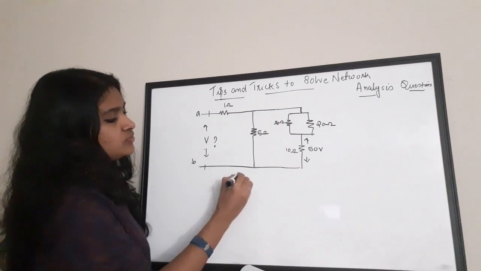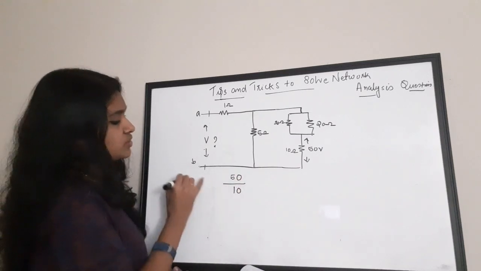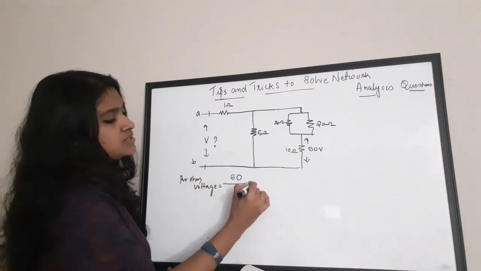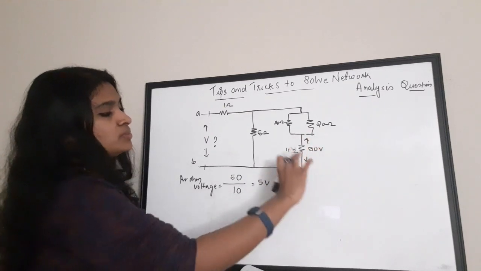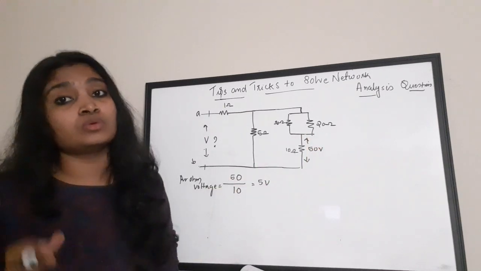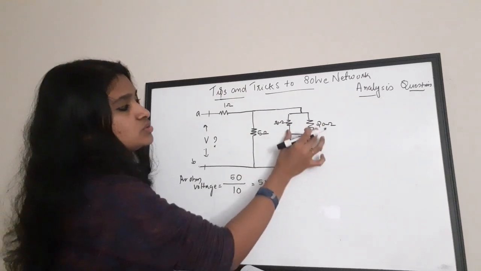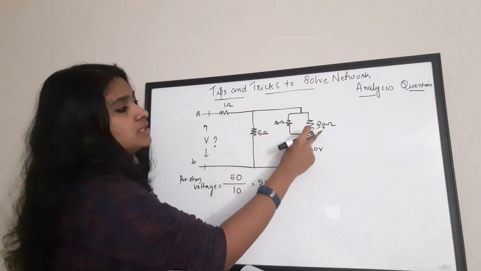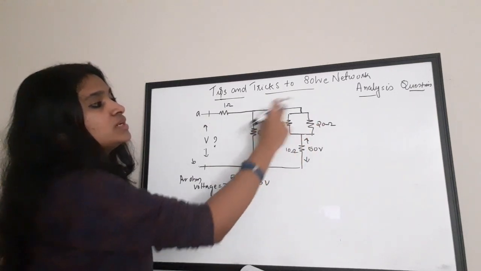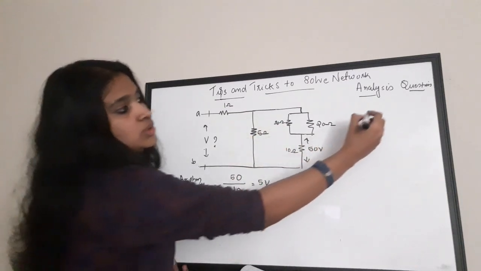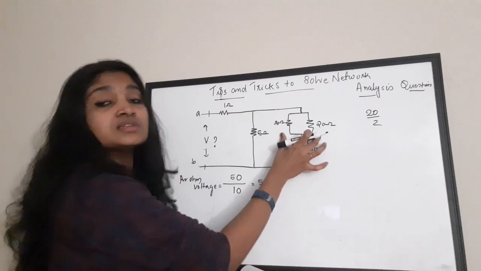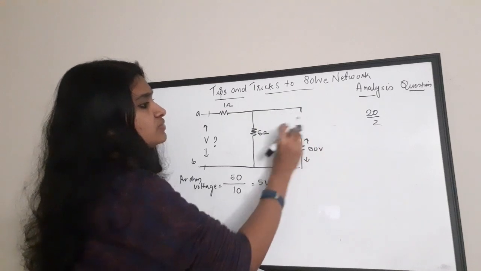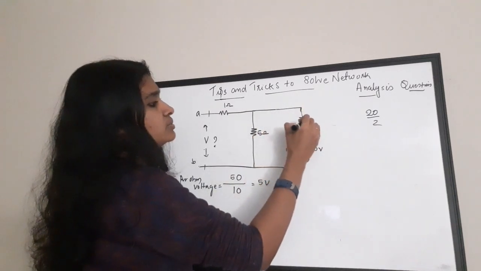The total voltage is 50 and the total resistance is 10, so the per ohm voltage is 50 by 10, which is 5 volt. So this 10 ohm has a per ohm voltage of 5 volt. Now, these two resistors are connected in parallel. This 20 and 20 are identical and in parallel, so the equivalent resistance will be 20 by 2, which is 10. So we can replace it with a single 10 ohm resistance.